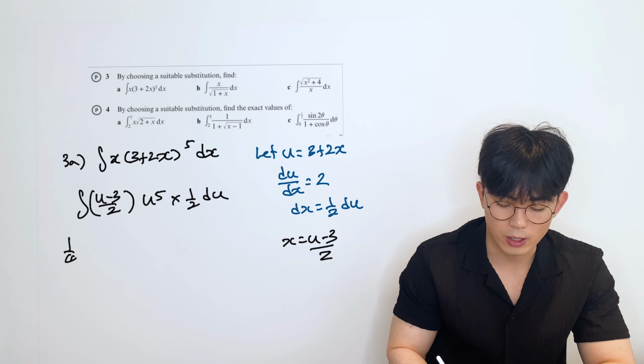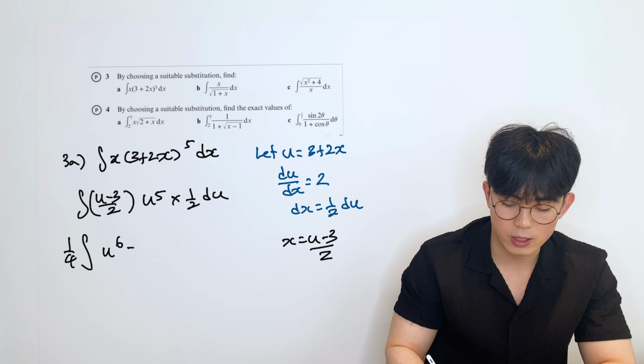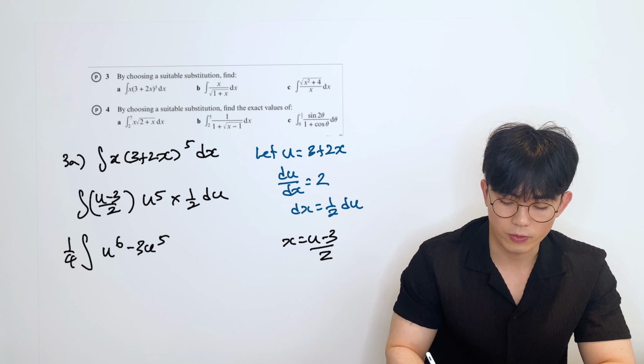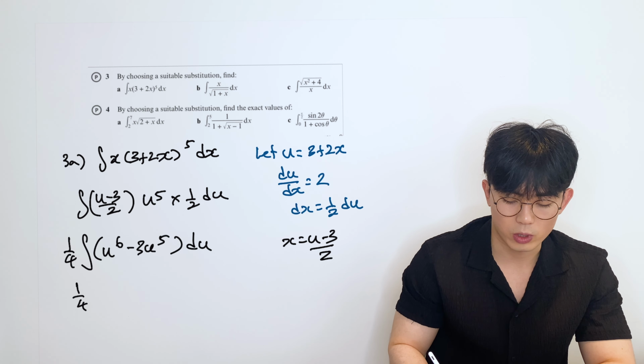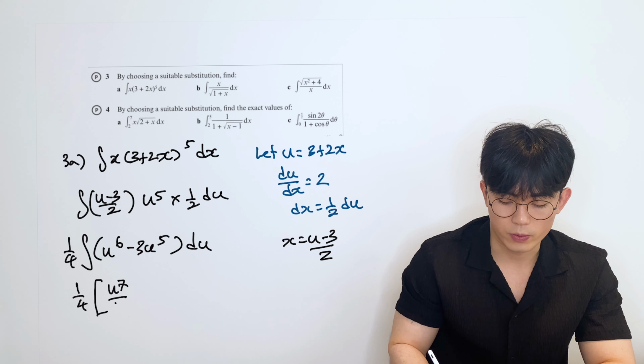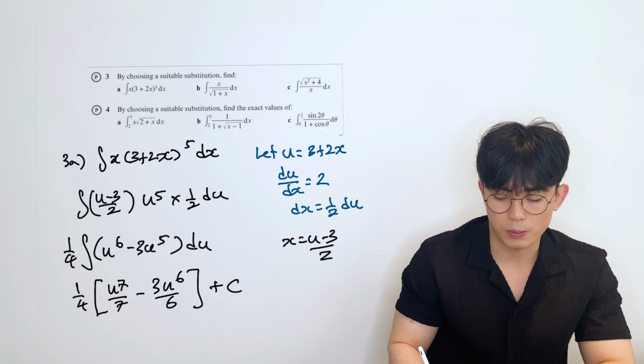I'm going to take the 1 over 4 out just to make it easier, and I'm going to expand the brackets, so it's going to give u to the 6 minus 3u to the 5 du, which is a lot easier to integrate, right? So this will give us u to the 7 over 7 minus 3u to the 6 over 6. Don't forget the plus c.